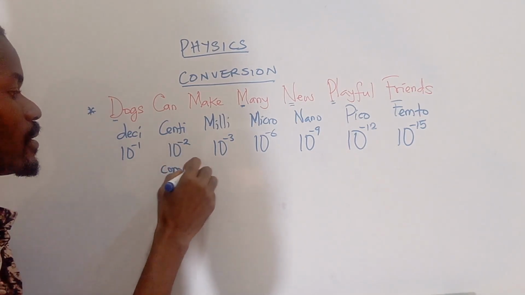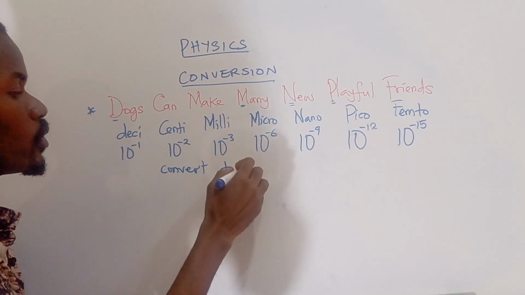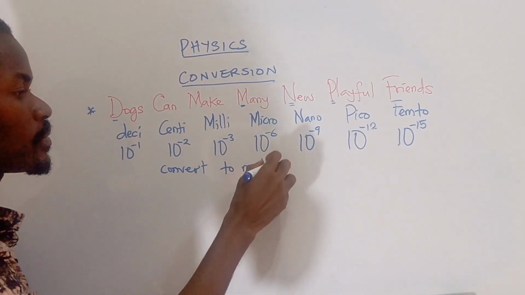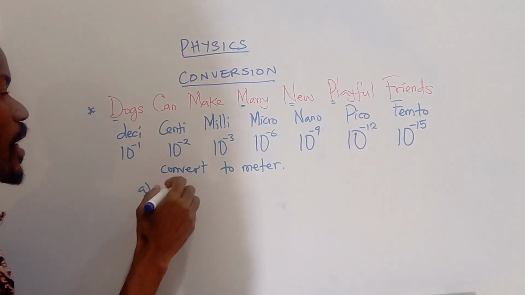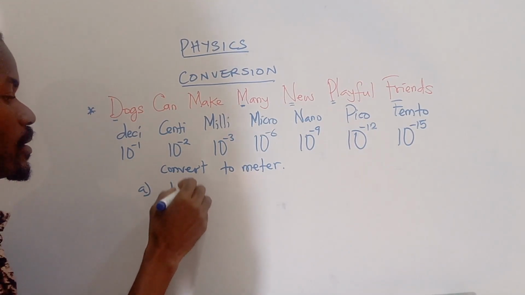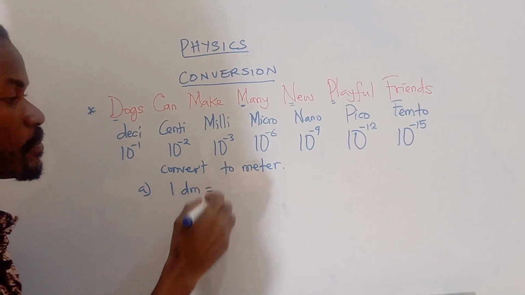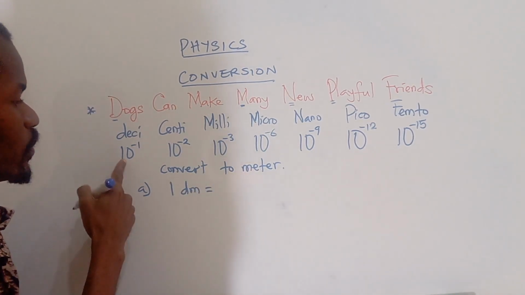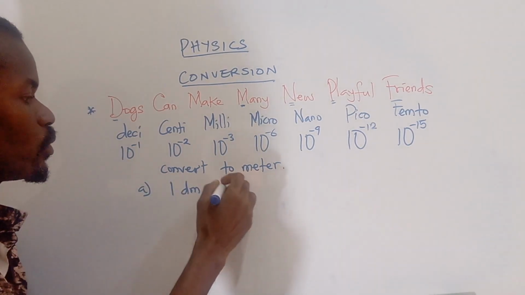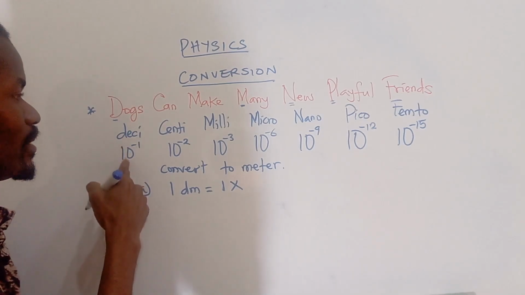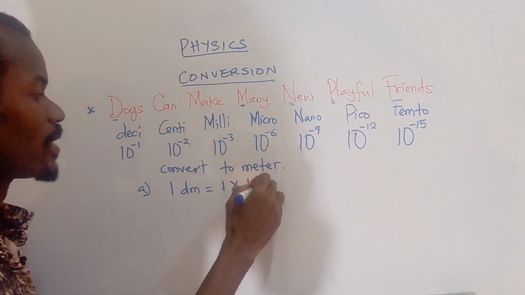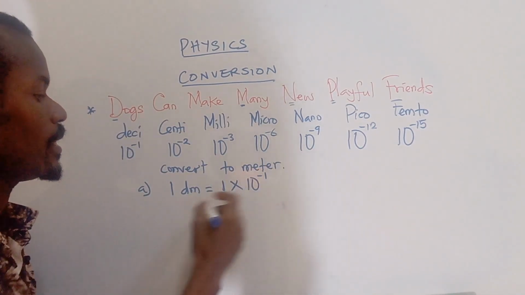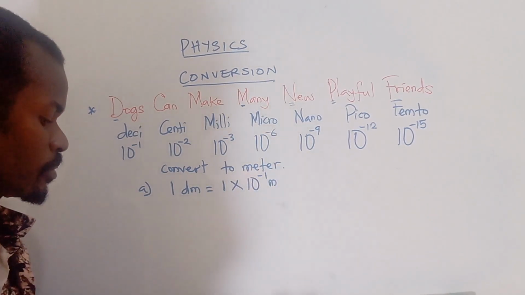So we have convert. This I want to still convert to meter. So the first one I'm going to have is what? 1 decimeter. So how do we convert 1 decimeter? We are simply going to say 1 times what? We have our deci, which is dogs. We have 10 raised to the power minus 1. And we bring down our m.